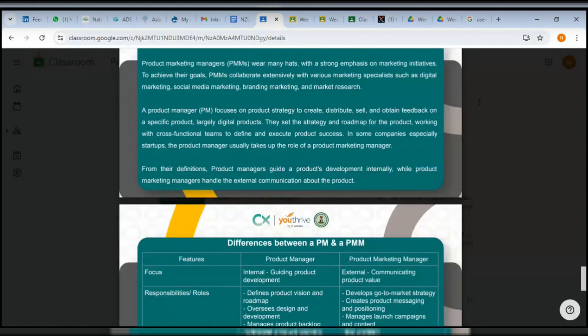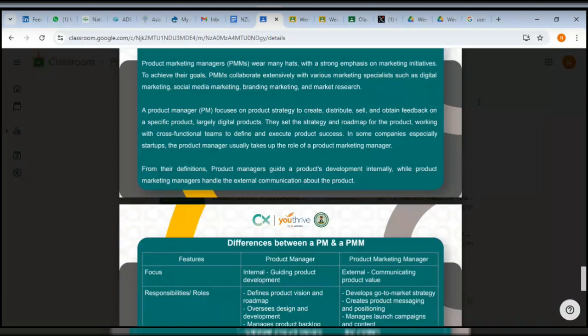A product manager focuses on product strategy to create, distribute, sell, and obtain feedback on a specific product, largely digital products. They set the strategy and roadmap for the product, working with cross functional teams to define and execute product success. In some companies, especially startups, the product manager usually takes up the role of a product marketing manager.